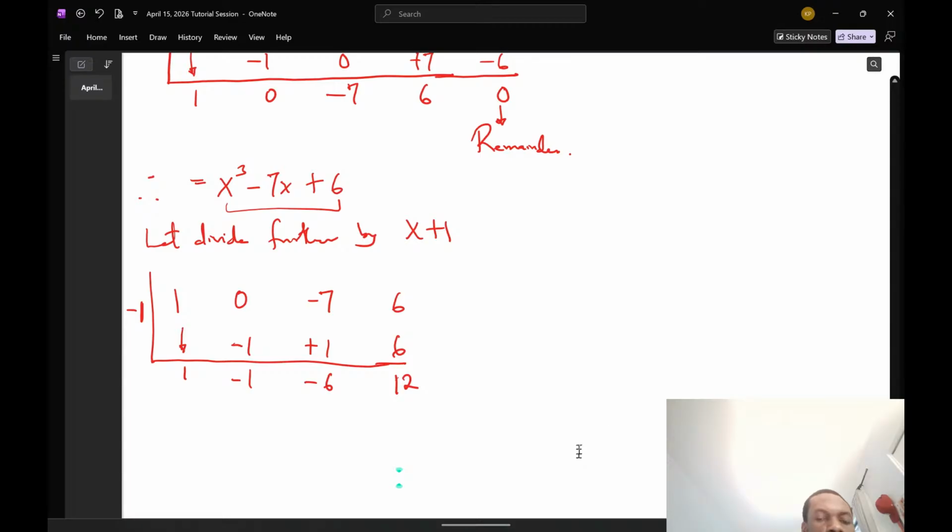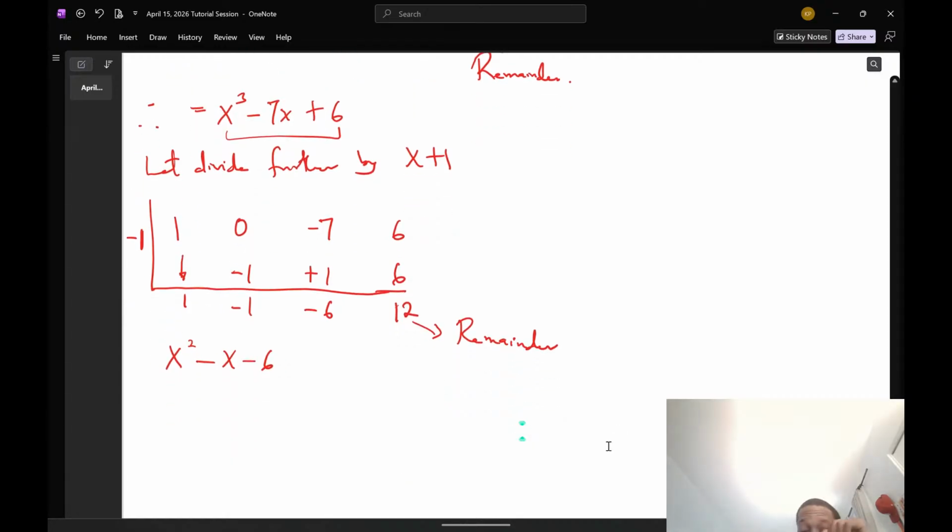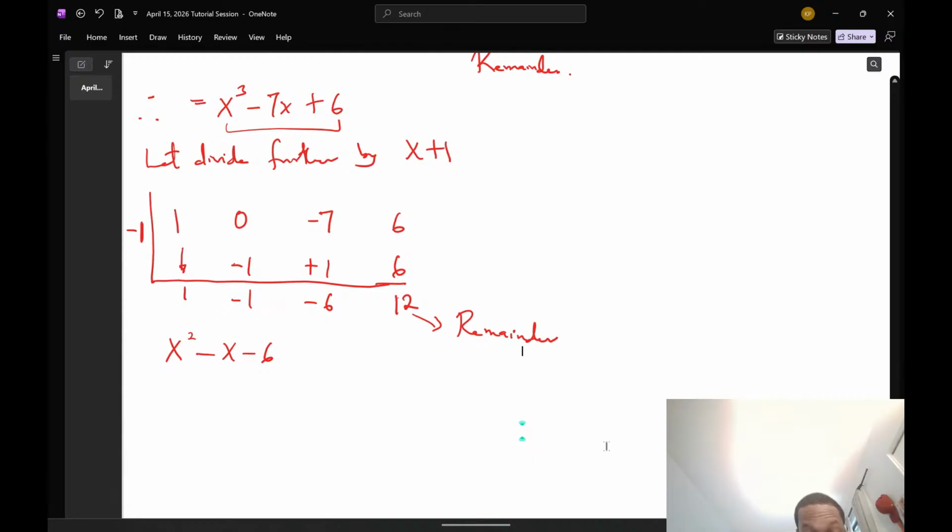Okay. So we can say that the answer is x squared minus x minus 6. Okay. So we have it as x squared. This one is the remainder here. So we have it as x squared minus x minus 6. This quadratic equation can be broken down to get more factors. Okay. So if we do that, let's do this by the factorization method.